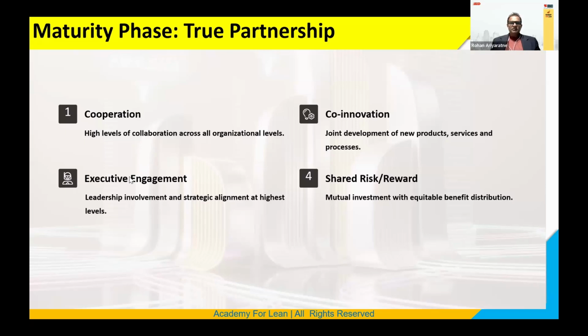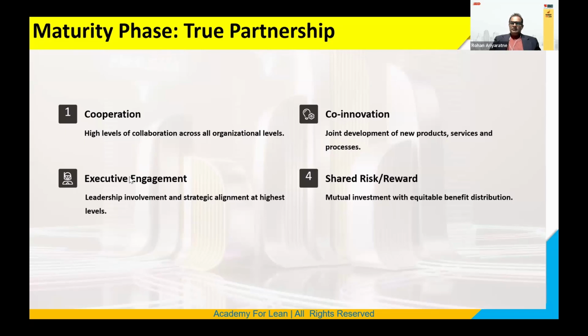And the other one, shared risk and reward. Yes, as I explained, you can give rewards and recognition. Mutual investment with equitable benefit distribution. Yes. So if the supplier requires support from your area, you can talk to your management. Okay, then they will consider if they really need support, whether monetary support or any kind of people support, or consider compromising their planning or whatever, then they can do it to avoid some risk.